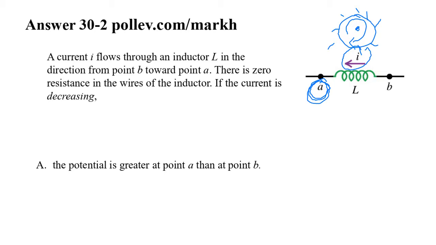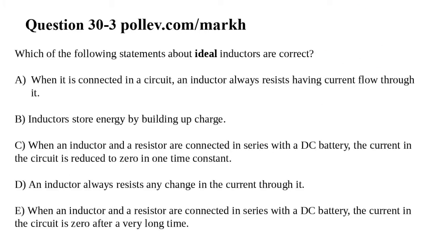Okay, let's have a go at another question then. So here we've just got some statements then. So from what we've talked about, inductors, so this is ideal inductors with no resistance associated with them, which of these statements about ideal inductors is correct?